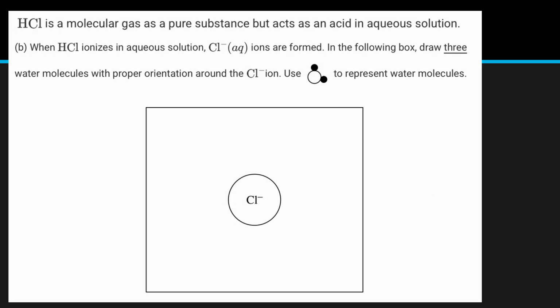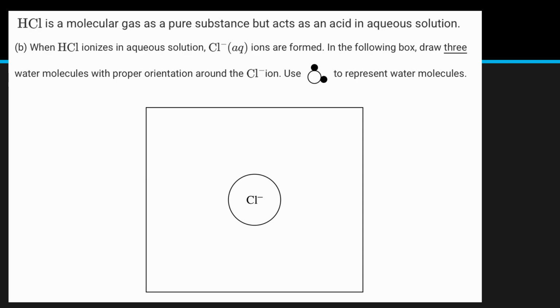So now let's go through some past AP style questions so that we can get an understanding on how particle diagrams are assessed on the test. This one says HCl is a molecular gas as a pure substance, but acts as an acid in aqueous solution. When HCl ionizes in aqueous solution, Cl- ions are formed. In the following box, draw 3 water molecules with proper orientation around the chlorine ion. Use this specific diagram to represent water molecules.